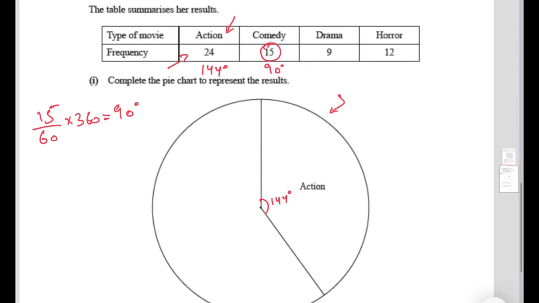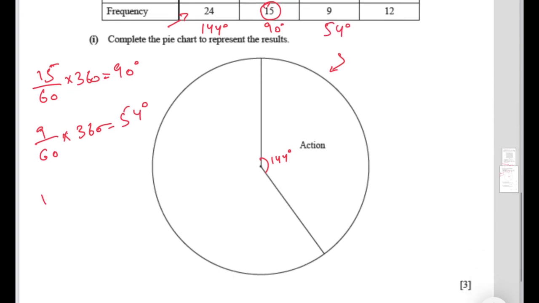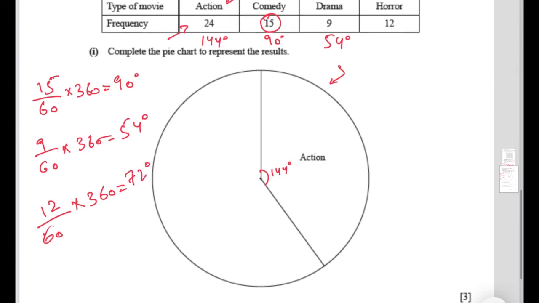Okay, let's do the same for drama. So drama is 9 over 60 times 360. Let's multiply them. You get 54 degrees. So you write 54 degrees here. And then let's do the same for horror. 12 over 60 times 360 gives us 72 degrees. So you write 72 over here.